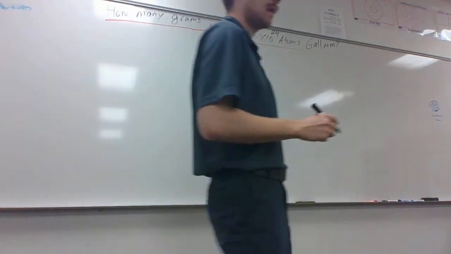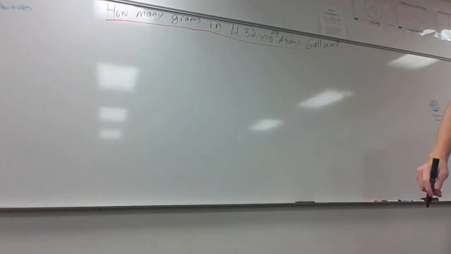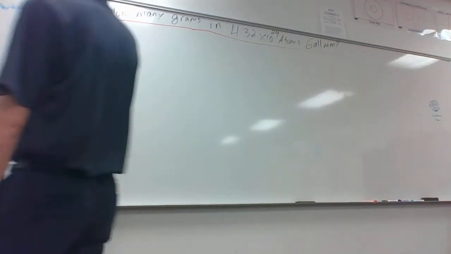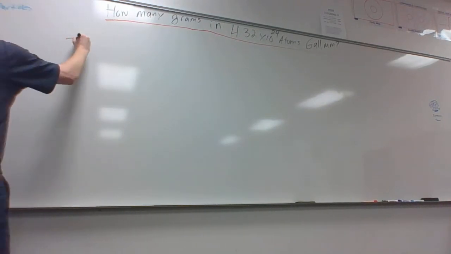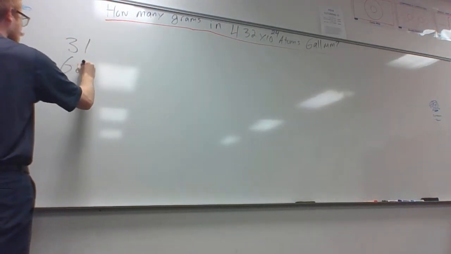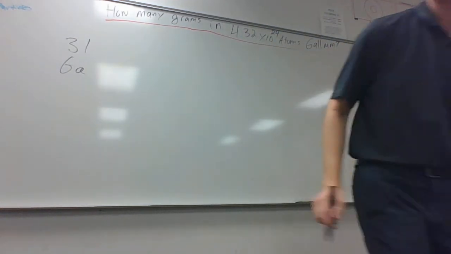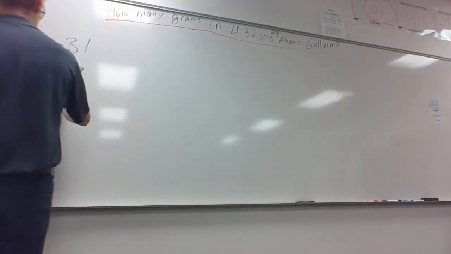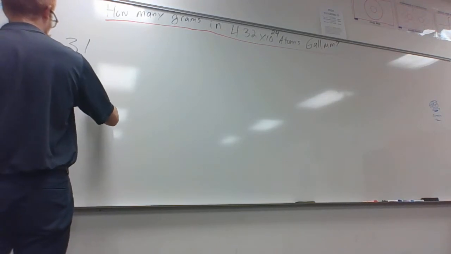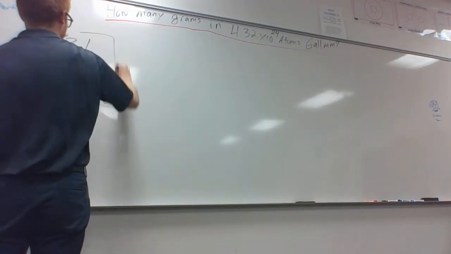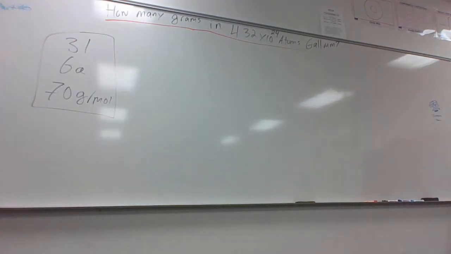So let's go ahead and find gallium on the periodic table first. Gallium is number 31, it's Ga, and its molar mass is about 70, so it's about 70 grams per mole. That's pretty much what gallium would look like on the periodic table: number 31, Ga, 70 grams per mole.